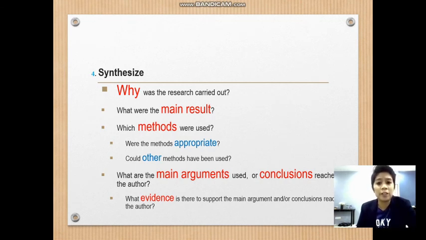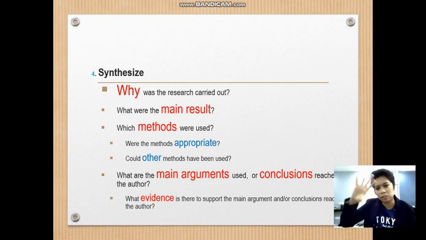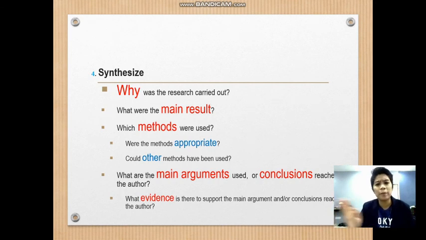And what are the main arguments used or conclusions reached by the author? If they argue that the result should be like this, and the finding is based on that, you have to read these arguments or conclusions towards the end of the article, in the discussion part. They discuss a lot, they compare with other studies and previous findings, and as a reader, you can highlight the argument. You can extract the conclusion reached by the author, and what evidence there is to support it.